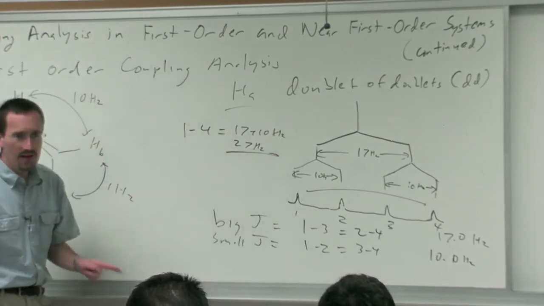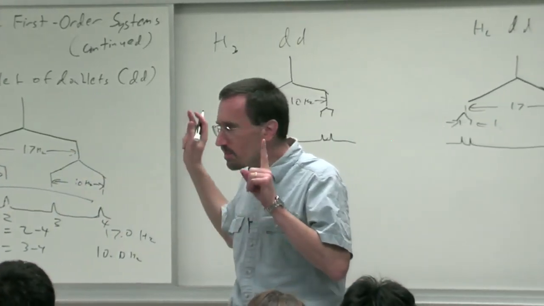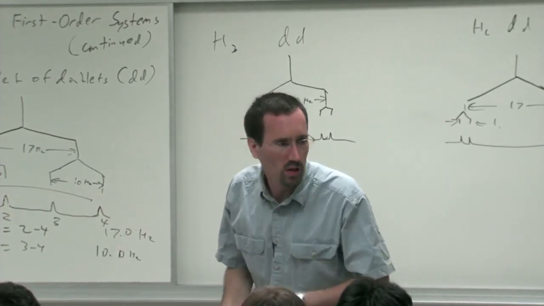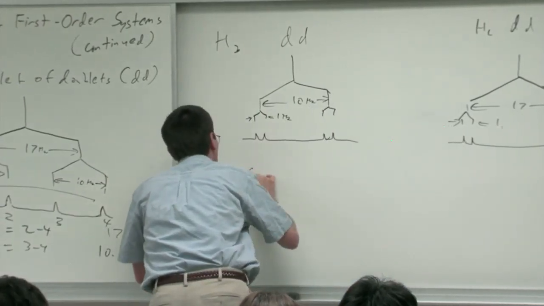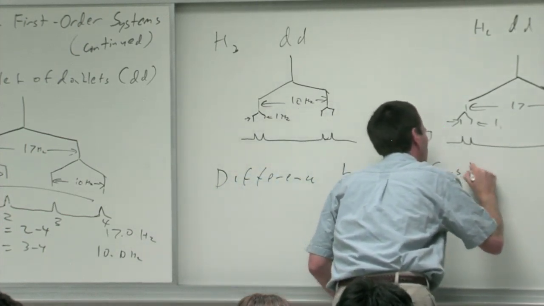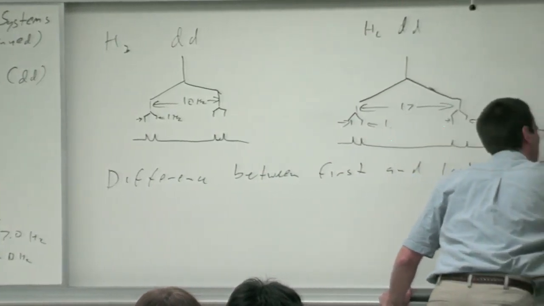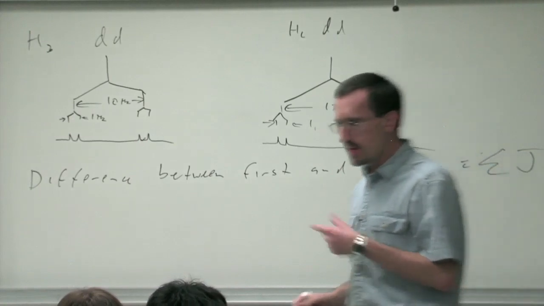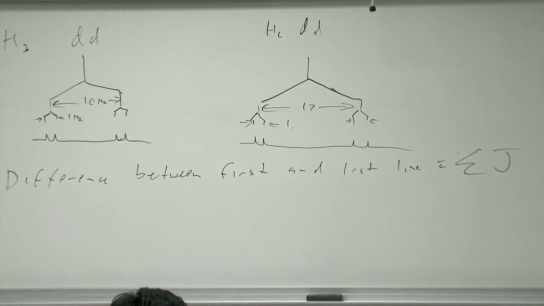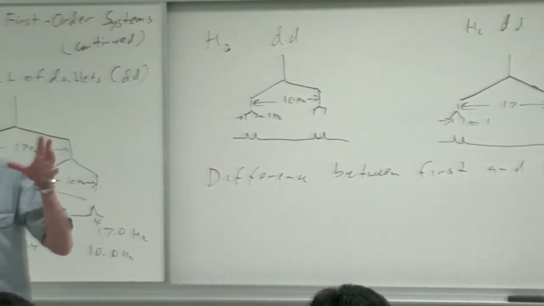And actually, you've hit upon something that's a super, super point. The difference between the first line in a multiplet and the last line is the sum of all of the J's. Now, by all of the J's, I mean with all of their multiplicities built in. And this is what came up when we were talking about that problem in discussion section, and we were trying to figure out how many hertz the spectrometer was.